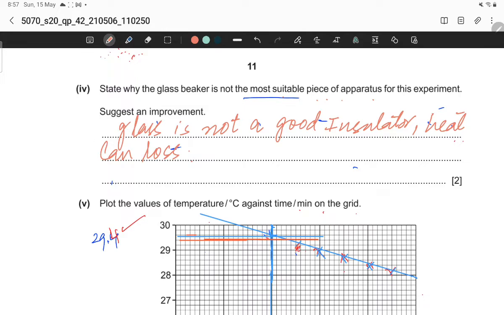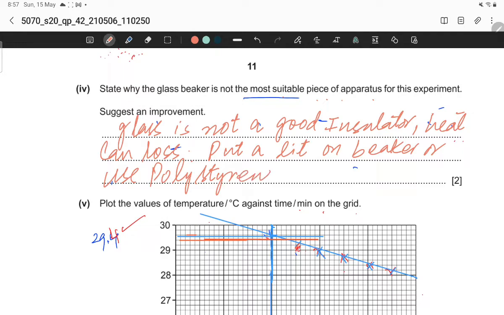Suggest an improvement: a lid on the beaker, or use a polystyrene cup instead of a glass beaker.